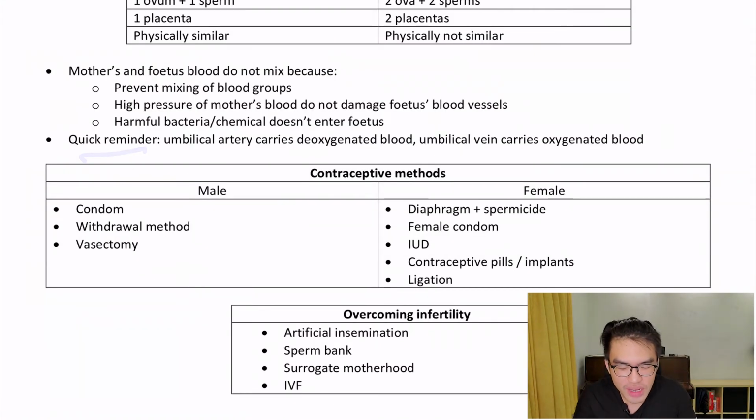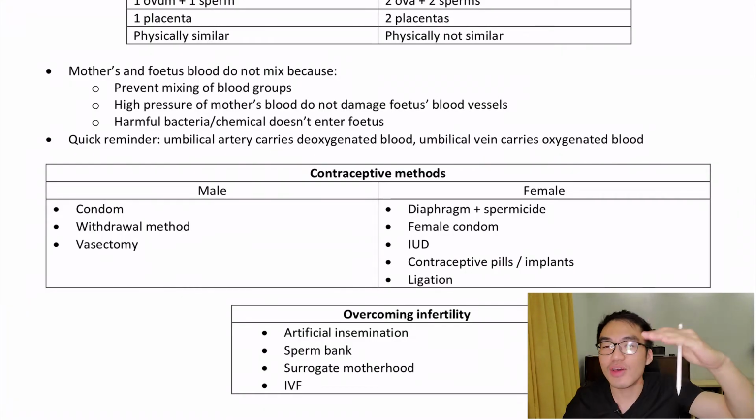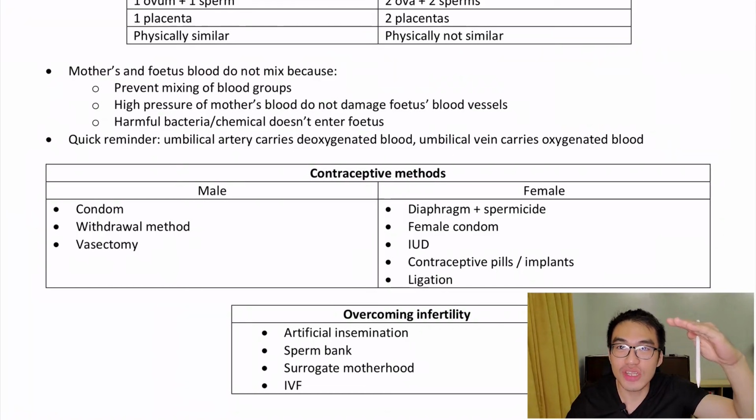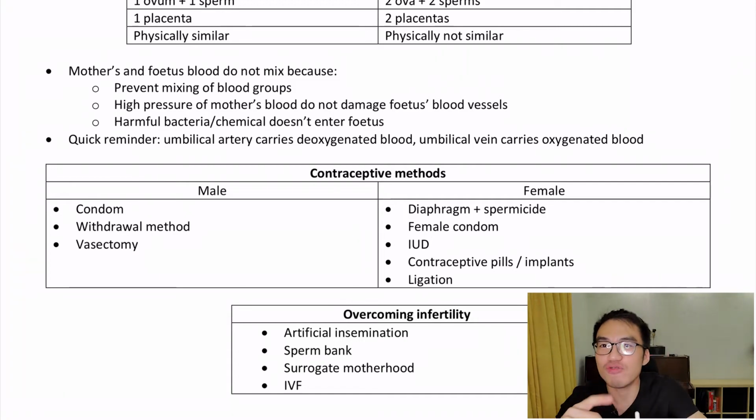Quick reminder here, the umbilical artery, which carries blood to the fetus, carries deoxygenated blood. The vein will carry oxygenated blood. So in the fetus it is reversed. So that when mummy's artery has oxygen, the fetus's artery has no oxygen, and only then can diffusion happen.